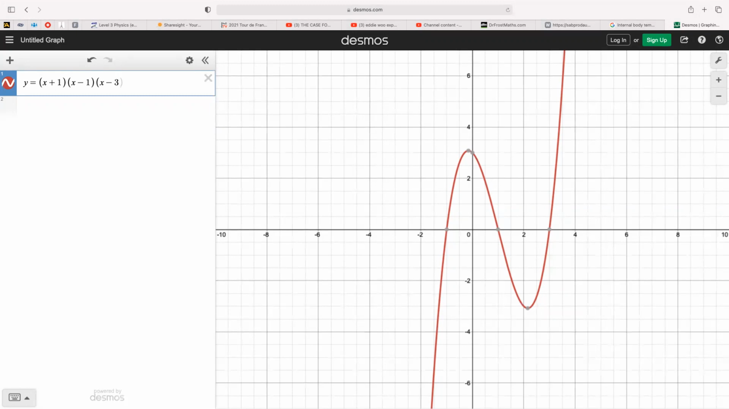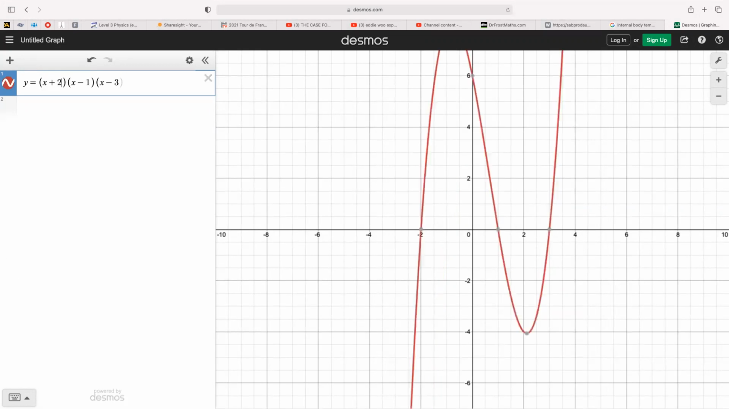The other thing to note there is we can see where the x-intercepts are. So there's one at -1, which corresponds to this one over here. There's one at +1, which corresponds to that one here. And there's one at 3, which corresponds there. So you can see we can change these things around.